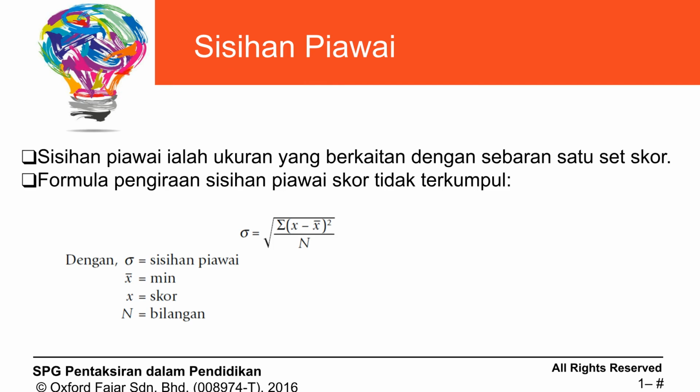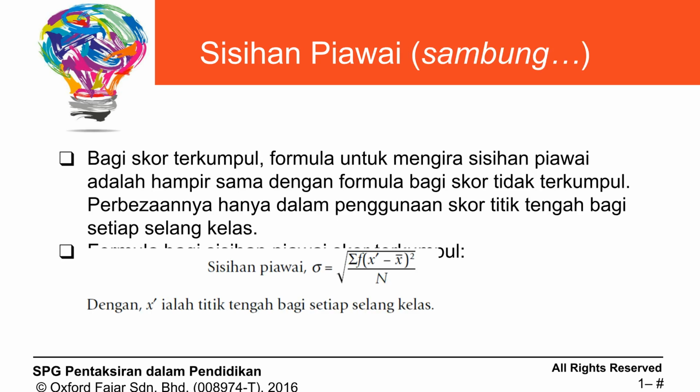Standard deviation is a measure of the spread of a set of scores. The formula for calculating the standard deviation of ungrouped scores is shown here. For grouped scores, the standard deviation formula is similar, but it uses the midpoint of each class interval instead of individual scores. The formula is displayed here.